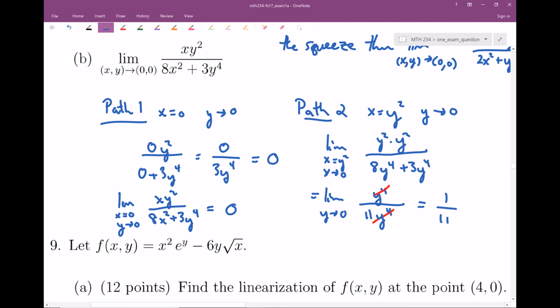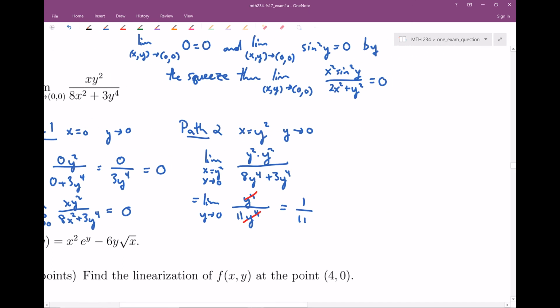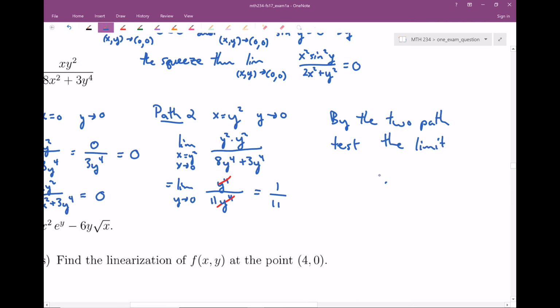So one path takes us to 0, another path takes us to 1/11th, so therefore by the two-path test, the limit does not exist. We just need a sentence to say that. So, by the two-path test, the limit does not exist. And this is very important, that you write something like this, because this is where you've specified your answer, that the limit does not exist.